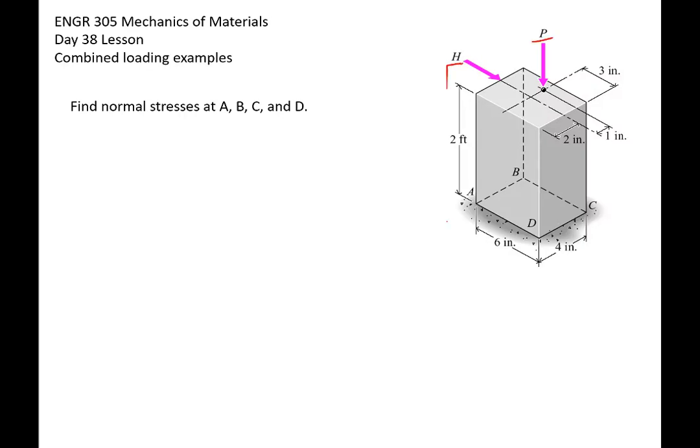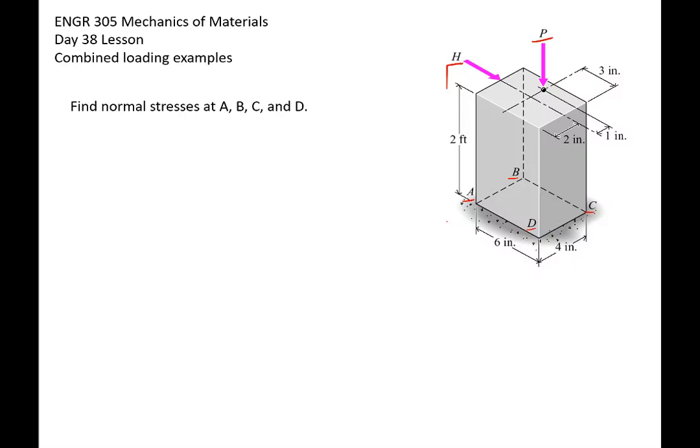here and a load P that are both going to be giving us normal stresses at these locations at the bottom corners, A, B, C, and D, and we need to keep track of what's going on at those locations in terms of normal stresses.